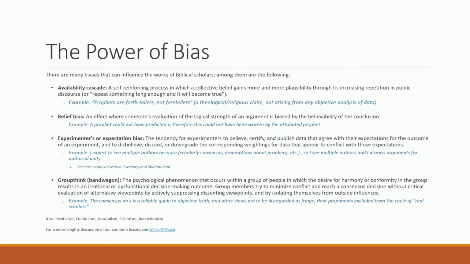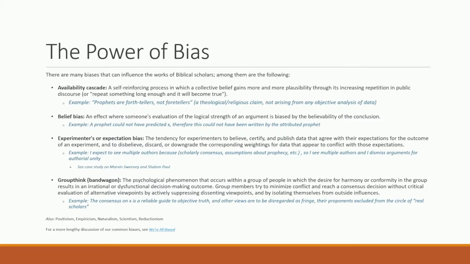Another example of bias is groupthink or bandwagoning, a psychological phenomenon that occurs within a group of people in which the desire for harmony or conformity in the group results in an irrational or dysfunctional decision-making outcome. Group members try to minimize conflict and reach a consensus decision without critical evaluation of alternative viewpoints, by actively suppressing dissenting viewpoints, and by isolating themselves from outside influences. Example: the consensus on X is a reliable guide to objective truth, and other views are to be disregarded as fringe, their proponents excluded from the circle of real scholars.